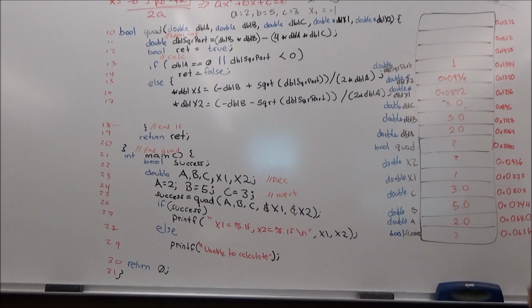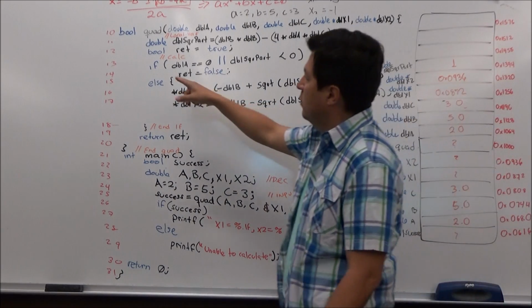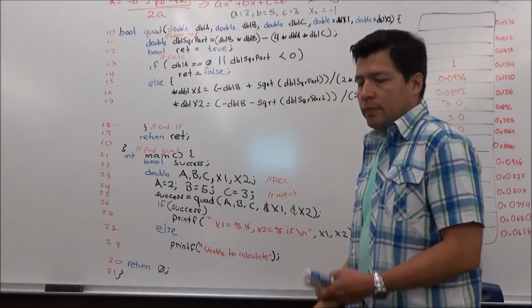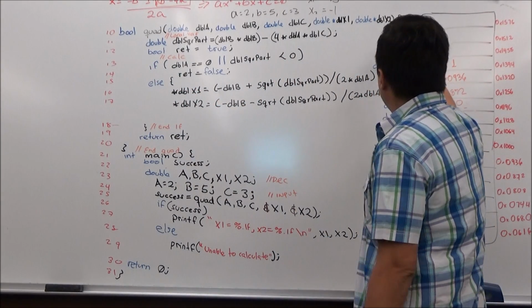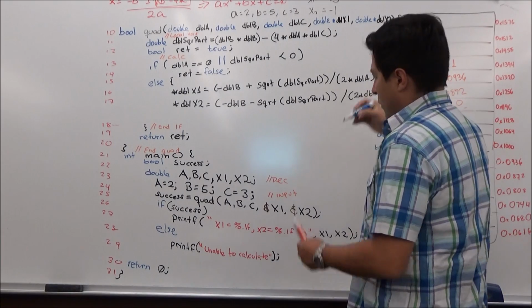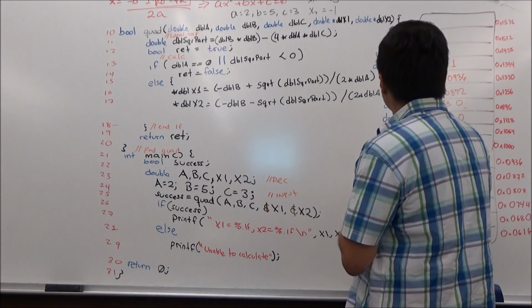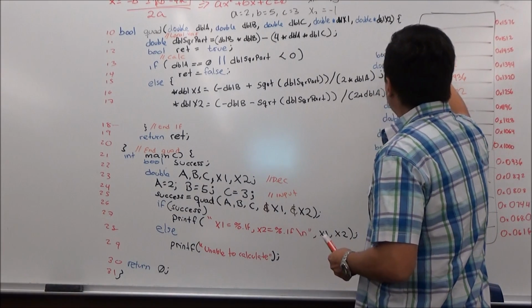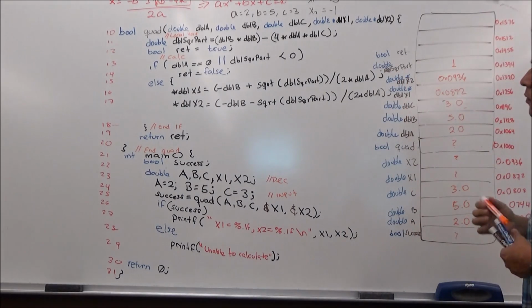Oh, and now go to line 12. I'm here now. And I said declare a Boolean. Call it red. And give it a value of true.